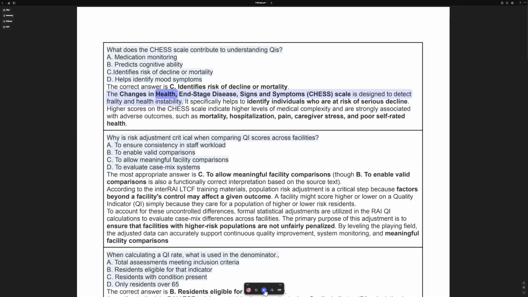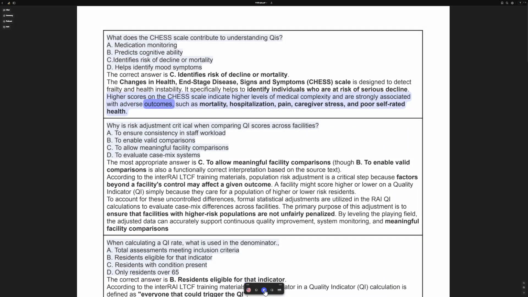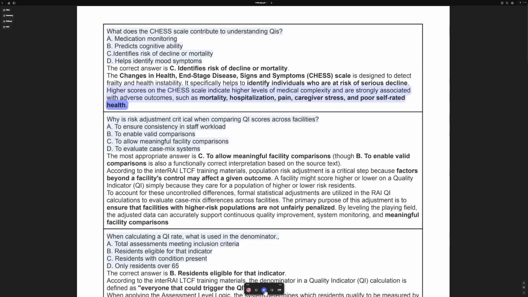The Changes in Health, End-stage disease, Signs, and Symptoms (CHESS) scale is designed to detect frailty and health instability. It specifically helps to identify individuals who are at risk of serious decline. Higher scores on the CHESS scale indicate higher levels of medical complexity and are strongly associated with adverse outcomes, such as mortality, hospitalization, pain, caregiver stress, and poor self-rated health.